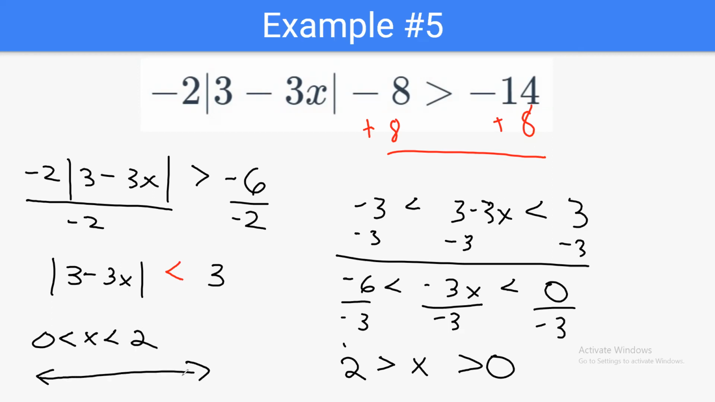This makes sense because on a number line, open circles and right in between. Okay? All right. And that would be your answer here. Okay, any questions here? No?